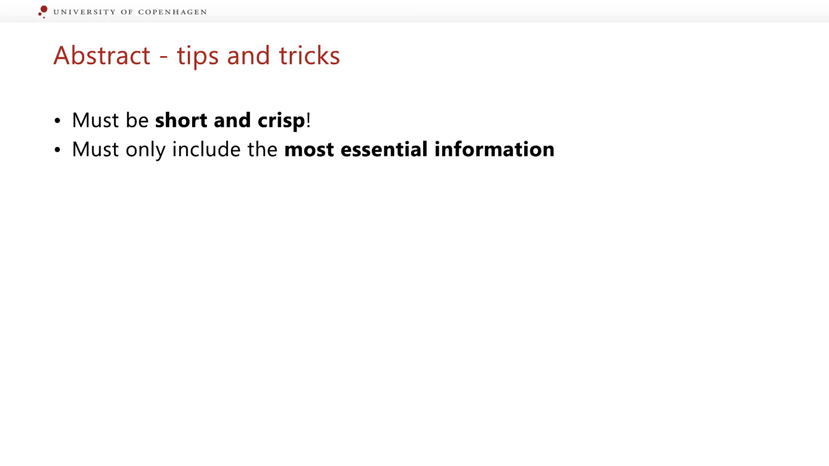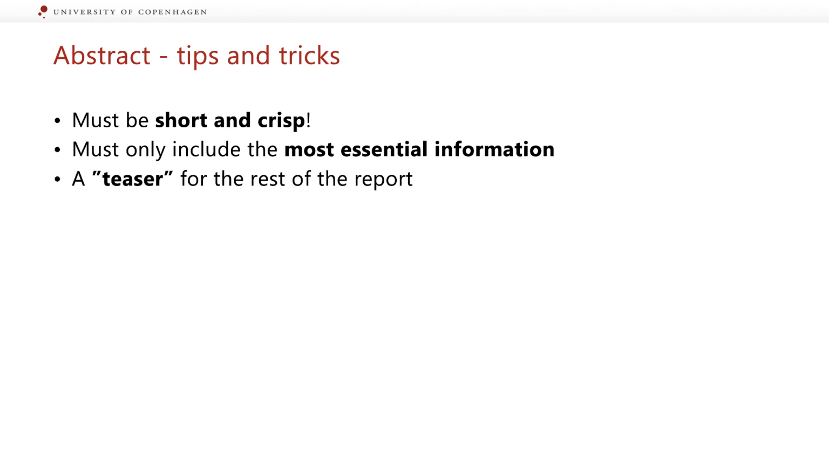Some tips and tricks on how to write this abstract. Well, the first thing is that it must be short and crisp. And I really mean that. Short and crisp. No bullshit, no narratives, just short and crisp. Short sentences, straight and to the point. And you only include the most essential information. All these nitty-gritty little details you never put in an abstract, so it's the most essential information.